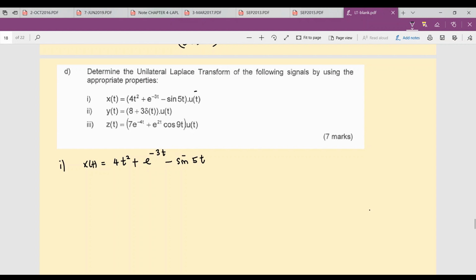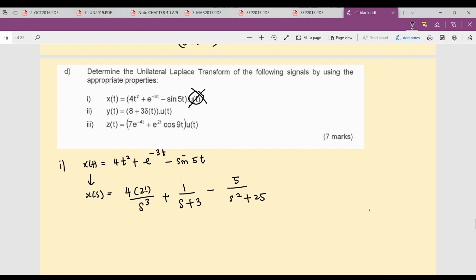Okay, again this one menunjukkan adakah t tu shifting. So kita abaikan lah sebab t tu tak shifting pun. Okay, and then sebelum ni terus convert xs equal to this one adalah 4 darab dengan 2 factorial over s cube. Okay, plus this one adalah 1 over s plus 3. Okay, and then minus sin adalah omega over s square plus omega square.